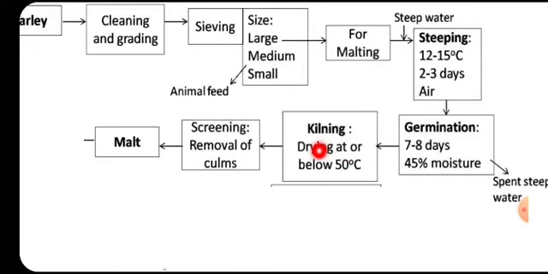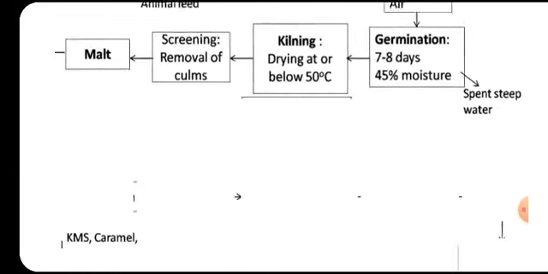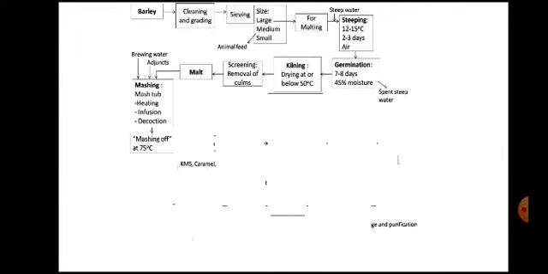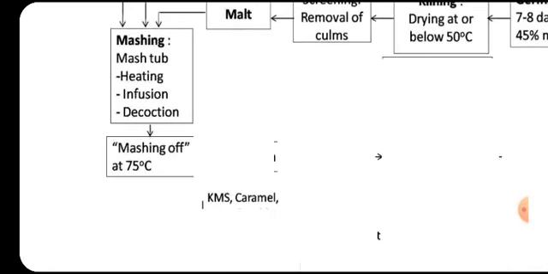Then, in order to stop the biological activities, kilning process or the roasting process is carried out at 50 degrees Celsius that stops all the biological activities, and also this step decides the color of barley grains. After the removal of comes, if any, the product is called as malt. Then this malt is ready to be used in brewing process.